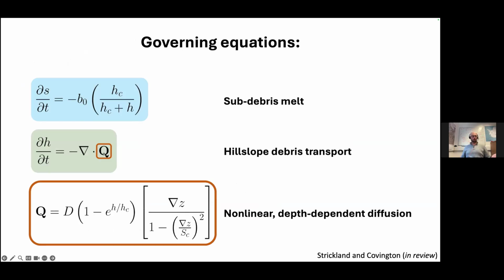And this model incorporates subdebris melt. So as debris gets thicker, the ice melts more slowly. And here we're using a hyperbolic model, which has been used in a variety of settings in Alaska and also in the Himalaya for other debris-covered glacier models. So it's quite easy to work with. And then we simulate hill slope debris transport using a nonlinear depth-dependent diffusion.